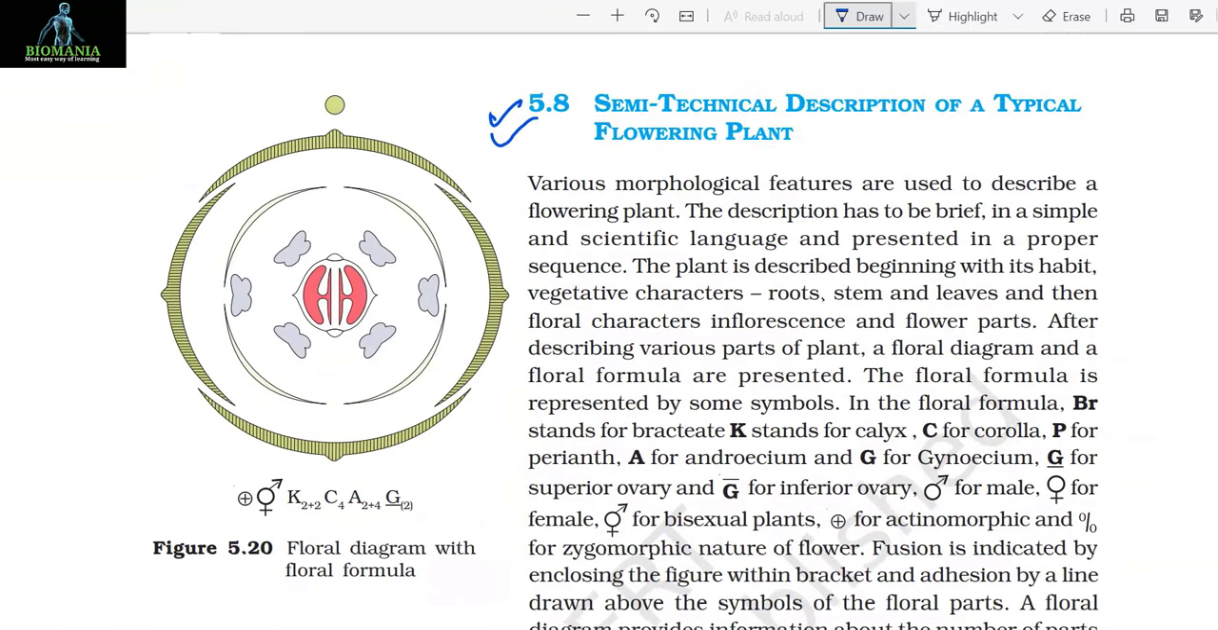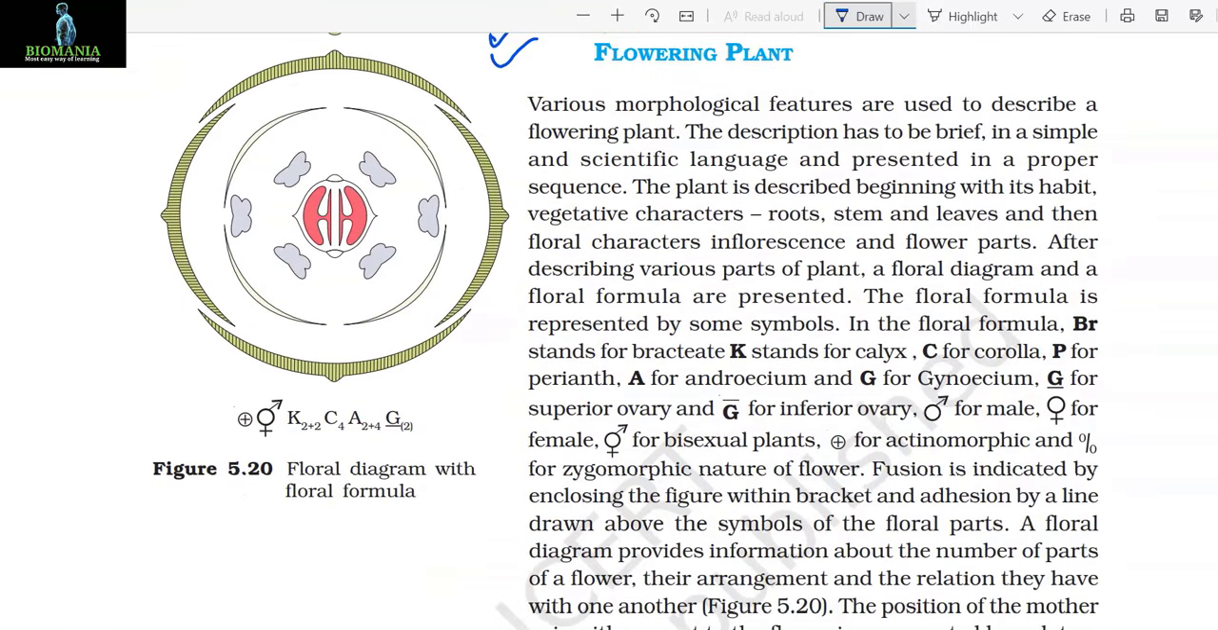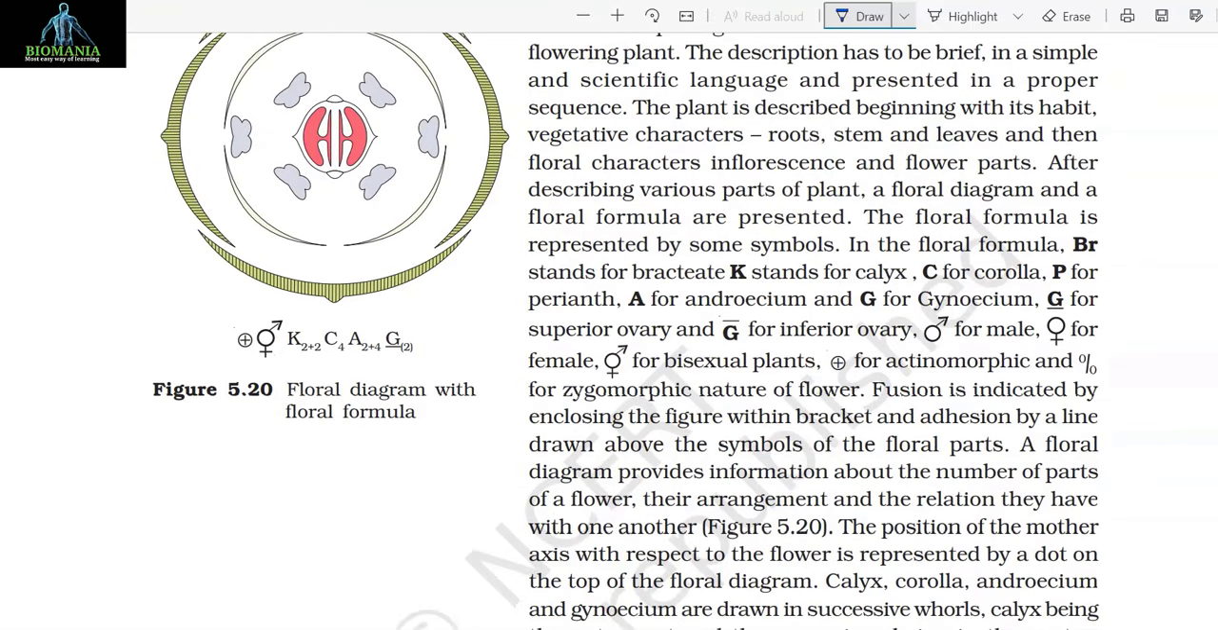5.8 Semi-technical description of a typical flowering plant. Various morphological features are used to describe a flowering plant. The description has to be brief, in a simple and scientific language, and presented in a proper sequence. The plant is described beginning with its habit, vegetative characters like root, stem and leaves, and then floral characters, that is inflorescence and flower parts. After describing various parts of plants, a floral diagram and a floral formula are presented.